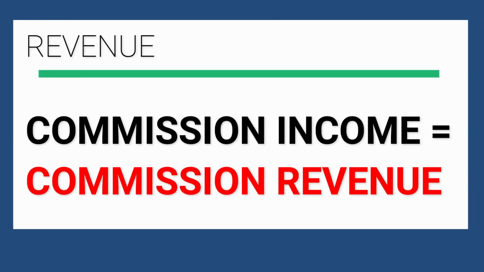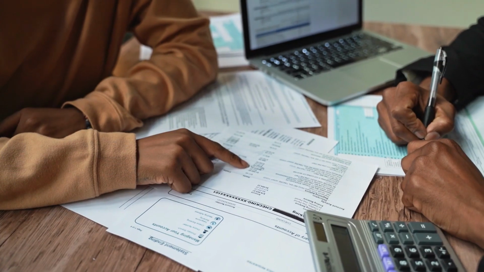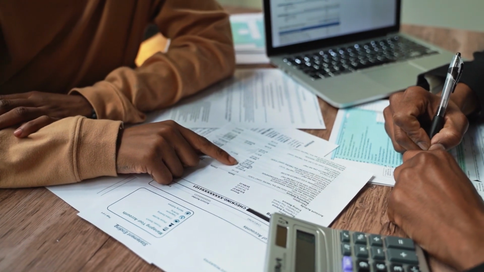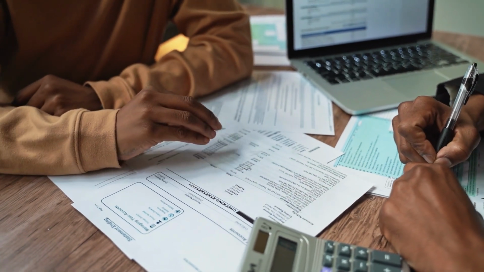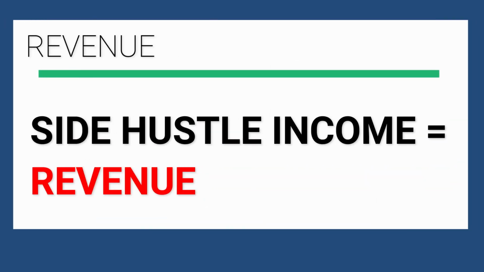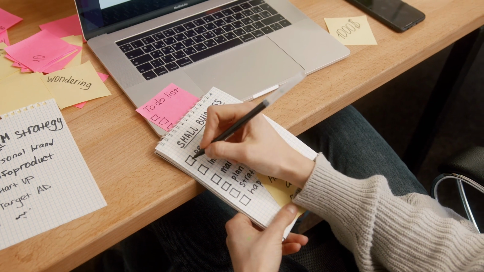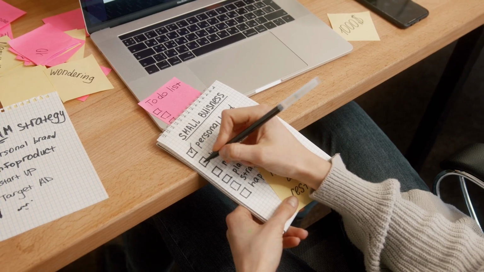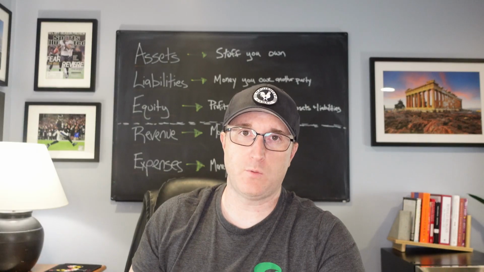Commission that I referenced earlier, if you earn a commission from selling something at your job. Same concept, if you're an insurance broker and you're brokering insurance policies, that business is generating a commission. That is commission revenue to the business. If you have a side hustle, you're doing marketing work for a small business, that is revenue. You're selling a service, generating revenue for yourself. Same concept with a business.